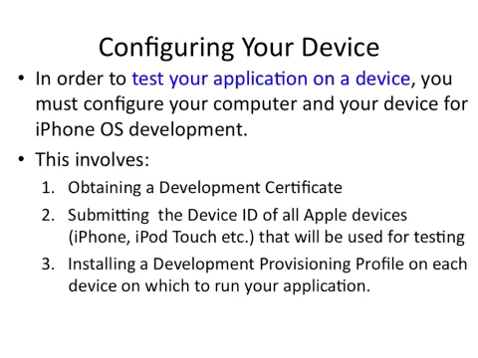Now, after you've downloaded the SDK, let's configure our device. In order to test your application on a device, you must configure your computer and your device for iPhone OS development. This involves three things. 1. Obtaining a development certificate. 2. Submitting the device ID of all of your Apple devices, your iPhone, iPod Touch, etc., that will be used for testing. And 3. Installing a development provisioning profile on each device on which to run your application.